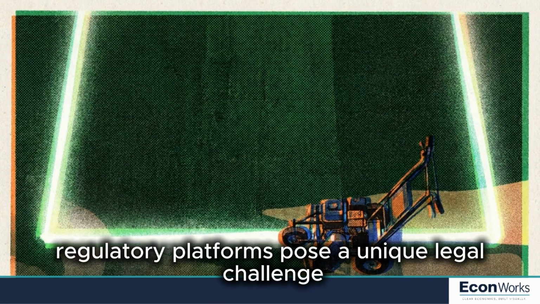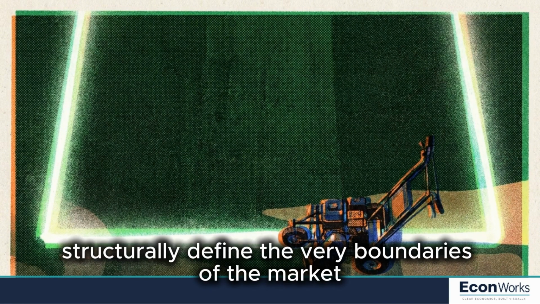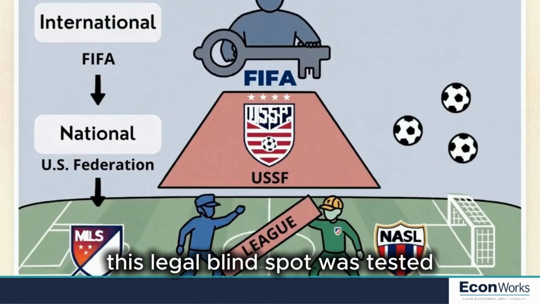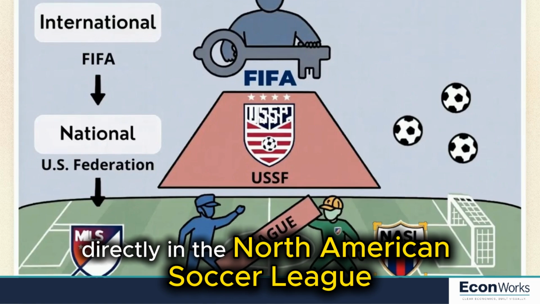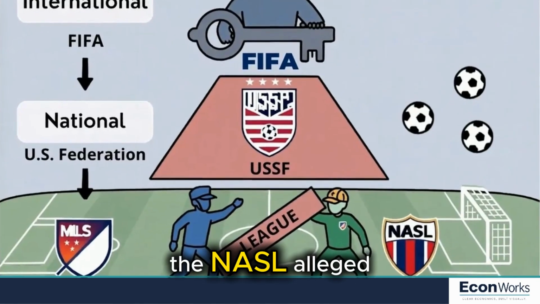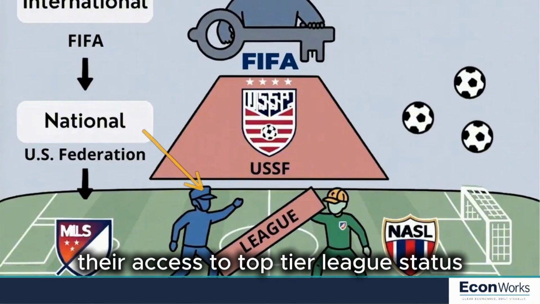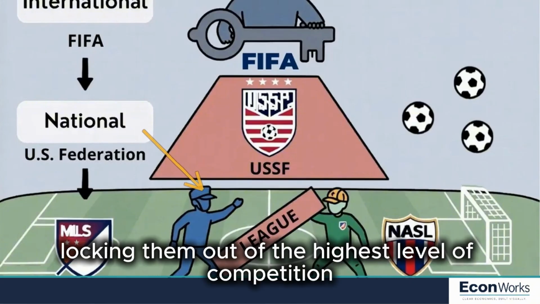Regulatory platforms pose a unique legal challenge. Their governing rules structurally define the very boundaries of the market. This legal blind spot was tested directly in the North American Soccer League versus USSF and MLS antitrust lawsuit. The NASL alleged the United States soccer governing body unlawfully restricted their access to top-tier league status, locking them out of the highest level of competition.